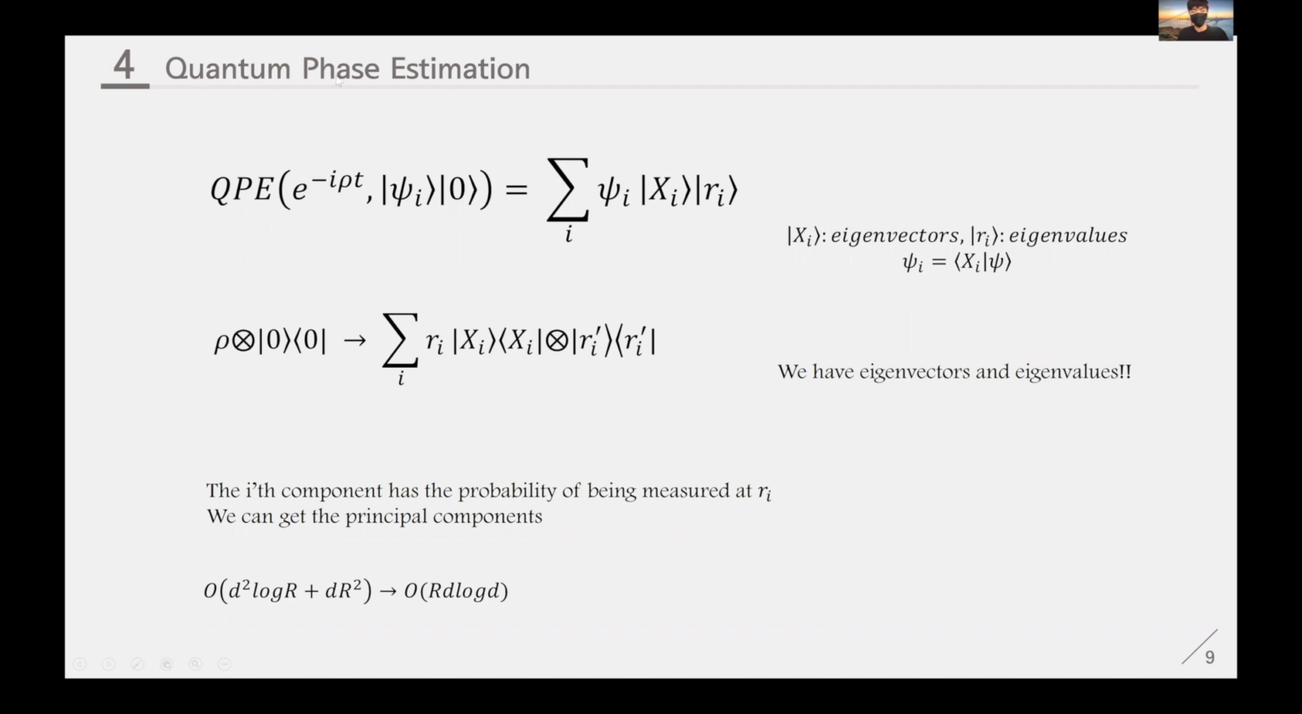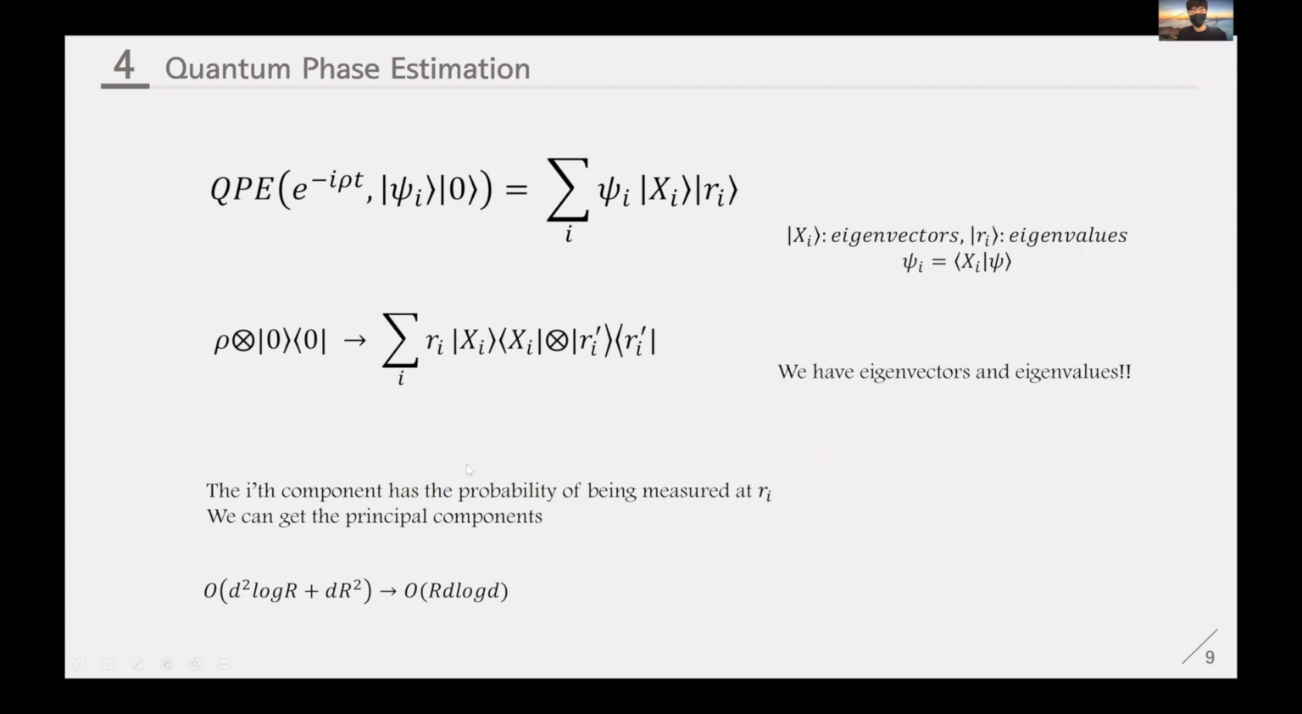I'm going to write quantum phase estimation as QPE, and if we apply the QPE with e to the minus i rho t with those vectors, we can get the expression on the right. Xi is the eigenvectors and Ri is the eigenvalue of those vectors. So if we apply the QPE, we have the eigenvectors and eigenvalues of the rho.